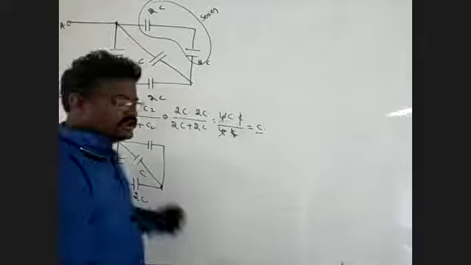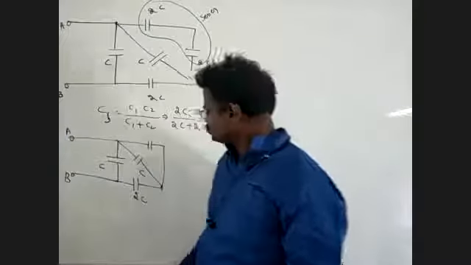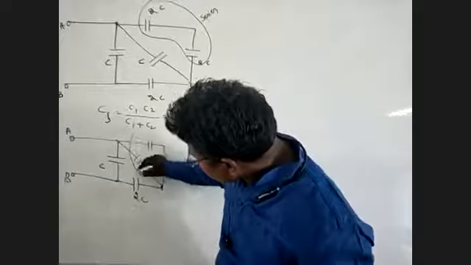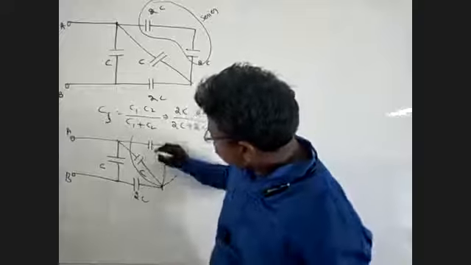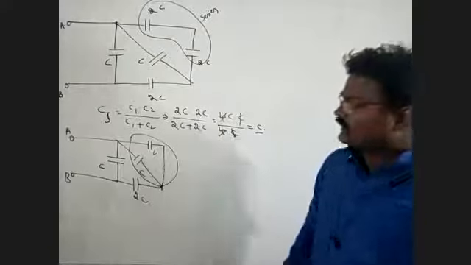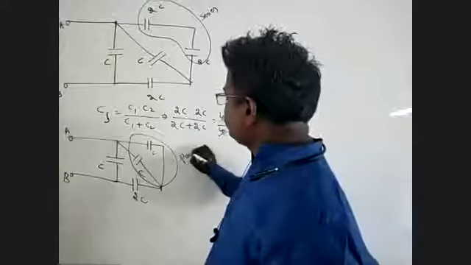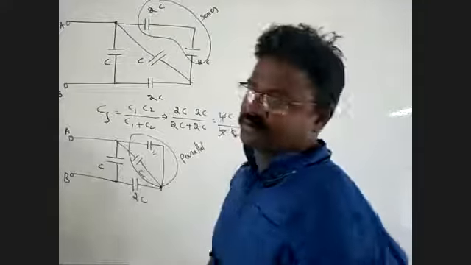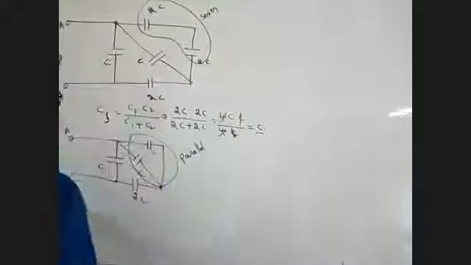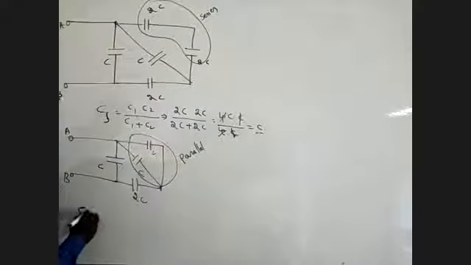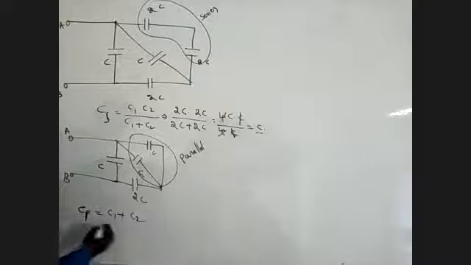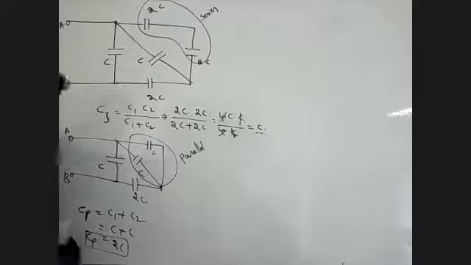Now again I'm standing at the ending of the circuit. These two capacitors are connected in parallel connection. So what is the formula for parallel connection? Parallel means C1 plus C2. C1 value is C, C2 value is C, so the total value is 2C.